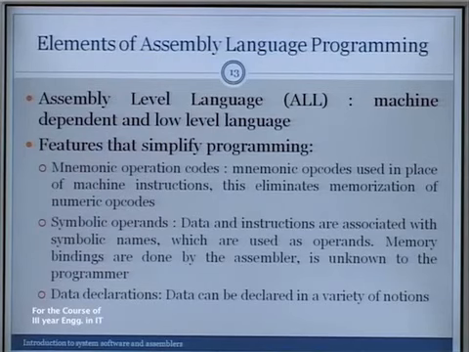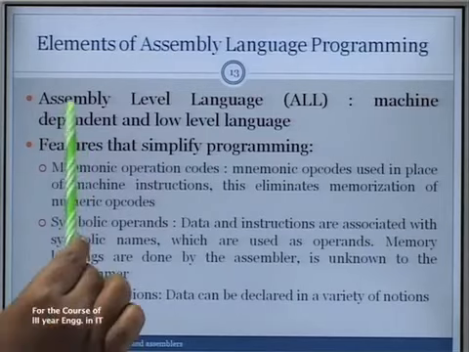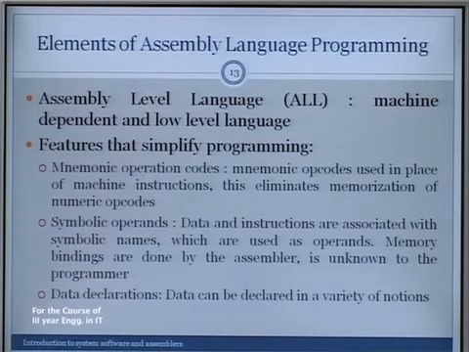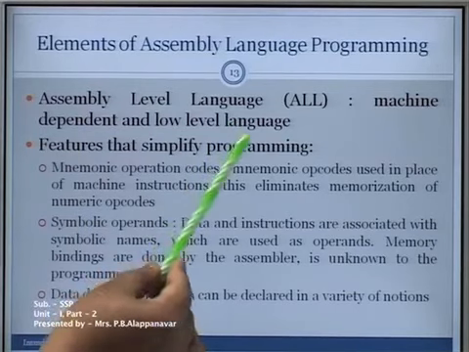So, beginning with elements of assembly language programming. When assembly level language programs came into picture, before them there were only machine level languages. That is, programs were written in machine level language instructions. So you have an assembly level language which is obviously machine dependent, that is, it depends on the underlying architecture of the machine, and it is a low level language.